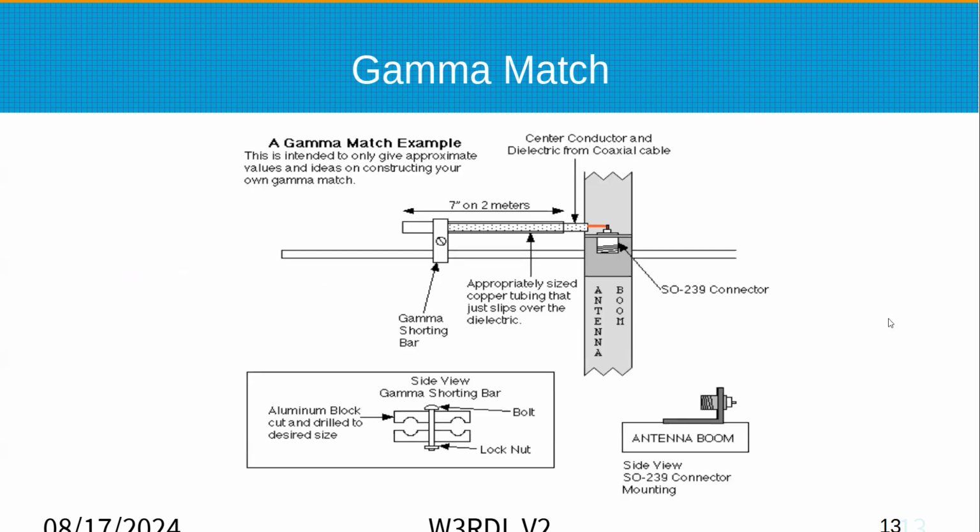Here's a picture of one where they're doing it on a 2-meter Yagi. And you have this sliding shorting bar.